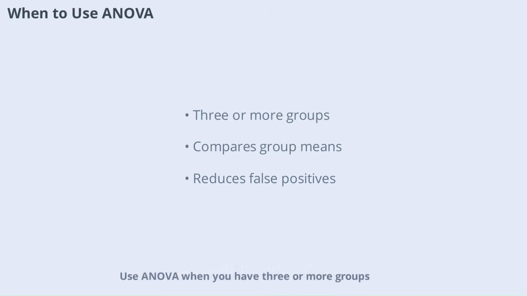Use ANOVA when you have 3 or more groups and want to know if their means are significantly different. It's commonly used in experiments, surveys, and business analysis where multiple groups or treatments are compared. ANOVA saves you from running multiple t-tests, reducing the risk of false positives.